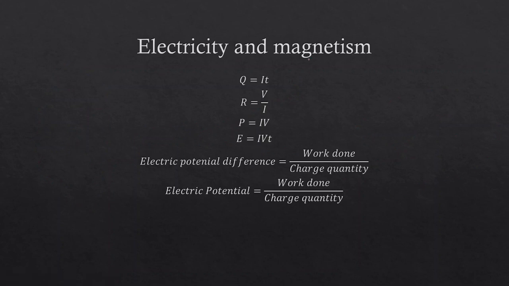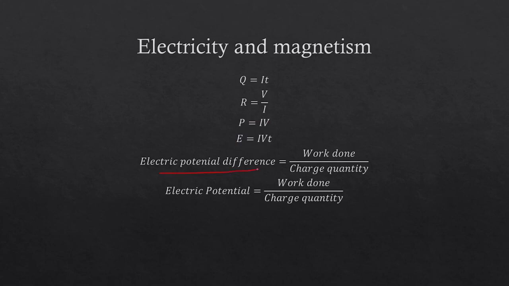Then you have electricity and magnetism. Charge is equal to the current into time, and therefore current is equal to charge by time. Resistance is equal to voltage by current. Power is equal to current into voltage. Energy is equal to current into voltage into time, because energy is nothing but power into time.